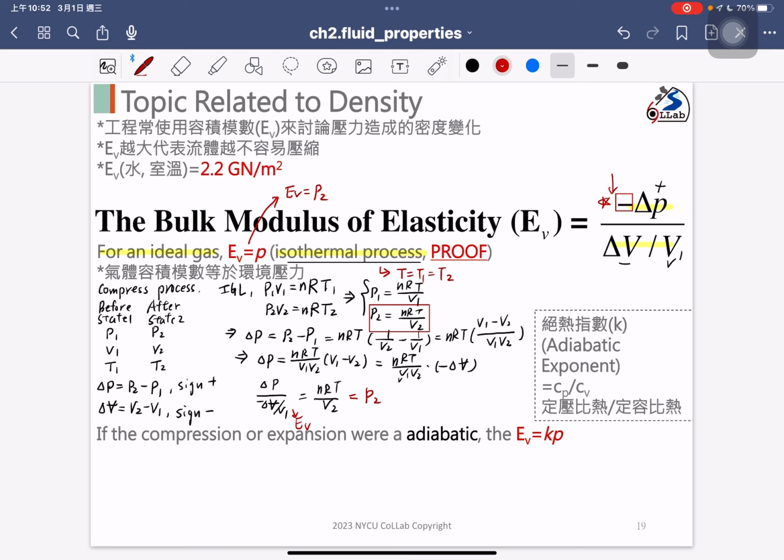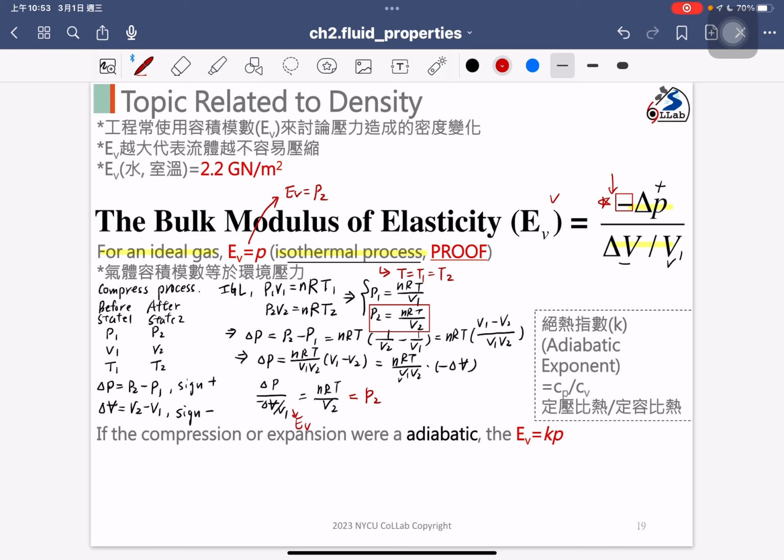So in the future, if you're looking at a problem discussing an ideal gas, the bulk modulus is equal to the environment pressure, and you don't need to compute anything. You know that EV will equal P2. So this is especially for the ideal gas. If the material is not an ideal gas, you cannot apply these equations. You should base it on the original bulk modulus equation here to calculate the bulk modulus.